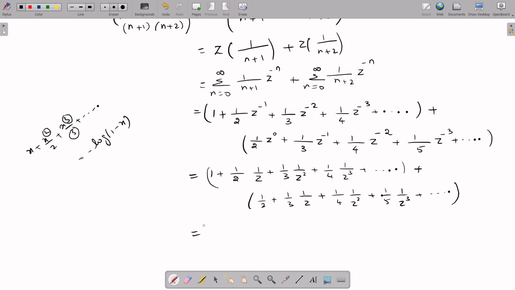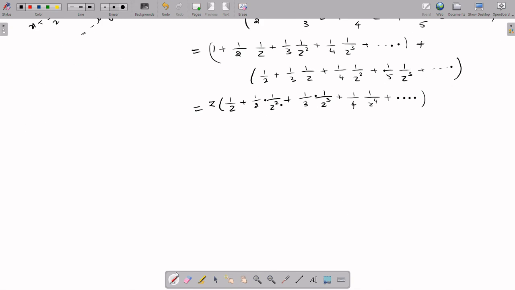You have to multiply and divide by 1/Z. Division Z comes under this term, and multiplication Z you keep here. So 1/Z is taken here: 1/Z plus 1/2 into 1/Z is taken inside. So 1/Z into 1/Z is 1/Z squared, plus 1/3 into 1/Z squared into 1/Z cube, plus 1/4 into 1/Z into 1/Z cube is 1/Z power 4, plus etc.